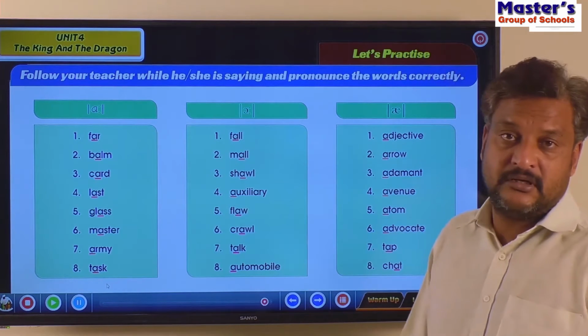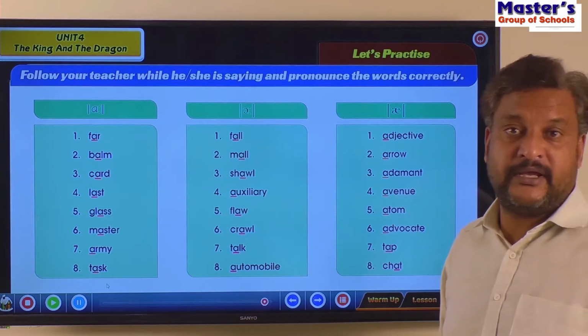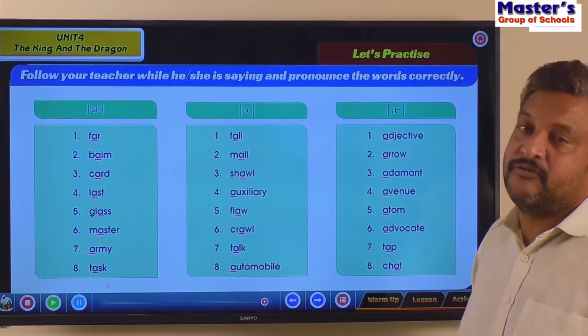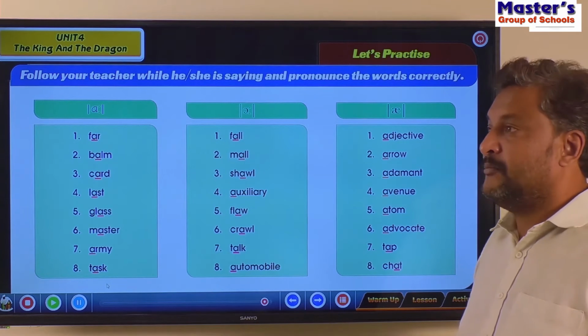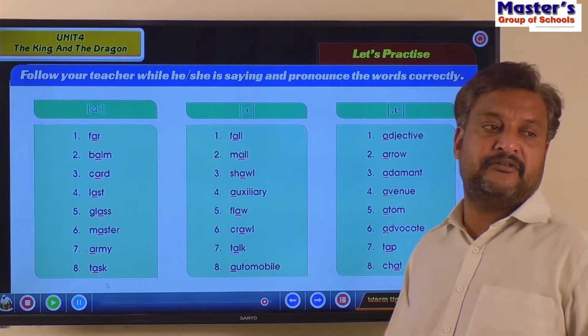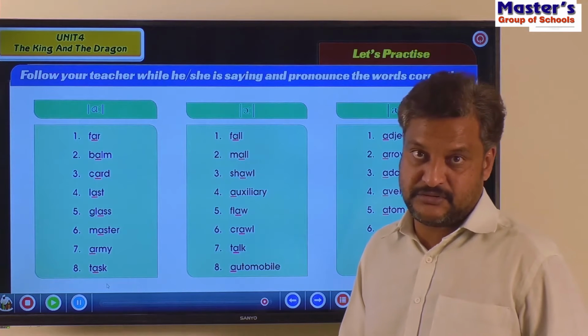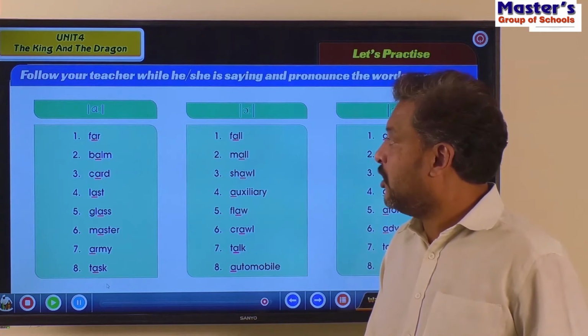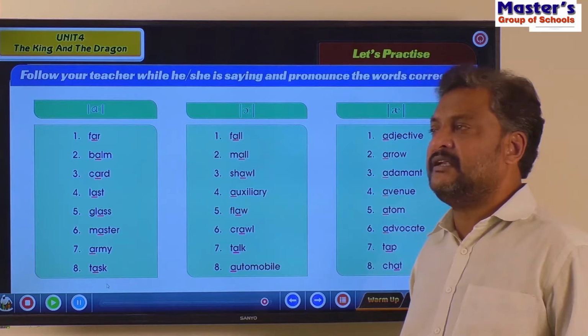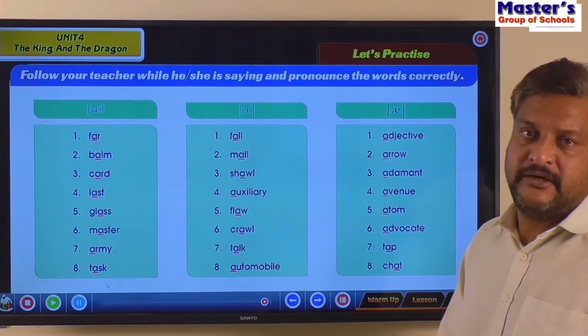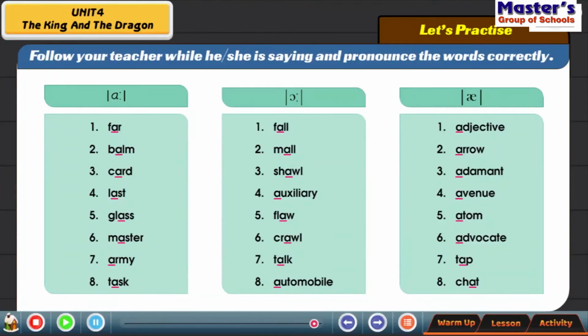these words again and again. Right? We need to be very careful with the pronunciation, because pronunciation is very important when we use English as a language. Right? So, observe these words and practice it along with your friends. It's a very good thing to do.